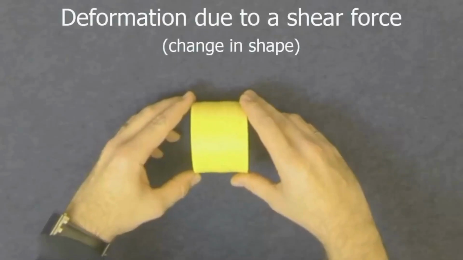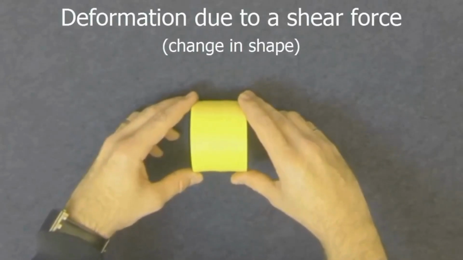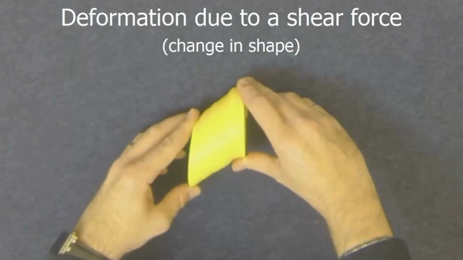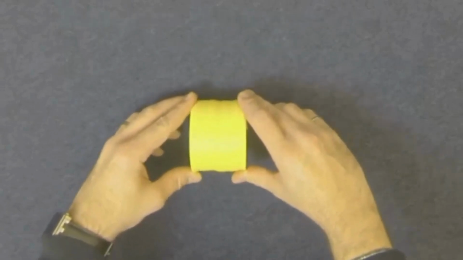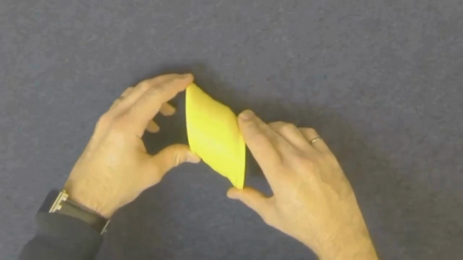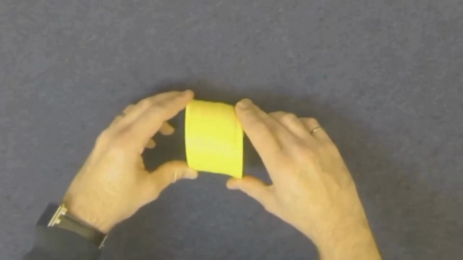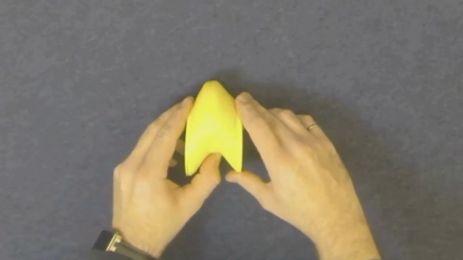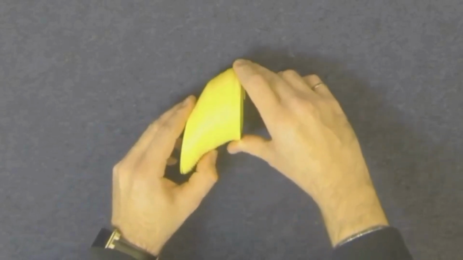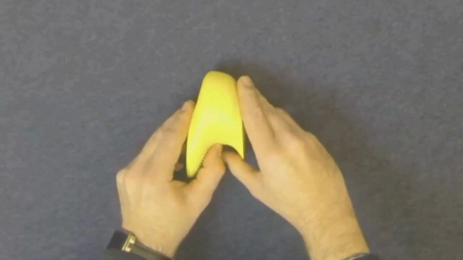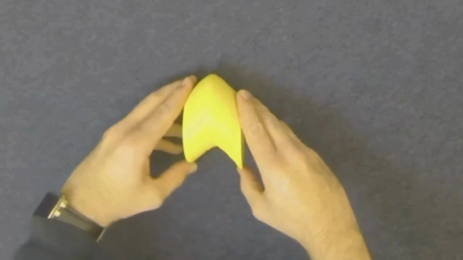We will now examine deformation due to a shear force using our slinky. When we apply a shear force, we can see that the angle of the slinky changes. We get a change in shape. And we can apply a much more complicated shear force distribution and result in an even more complicated change of shape.